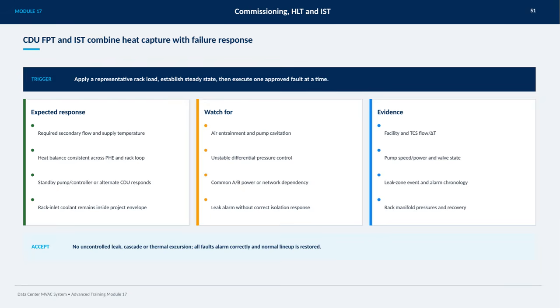As we monitor the system, watch out for issues like air entrainment, pump cavitation, unstable differential pressure control, common power or network dependencies, and any leak alarms that don't trigger the correct isolation response. Key evidence to track includes facility and TCS flow and temperature differentials, pump speed and power, valve states, leak zone events with alarm histories, and rack manifold pressures during recovery. The test is considered successful if there are no uncontrolled leaks, thermal excursions, or cascade failures. All faults alarm correctly, and the system returns to normal lineup. This comprehensive approach ensures reliability and safety in the data center cooling system.